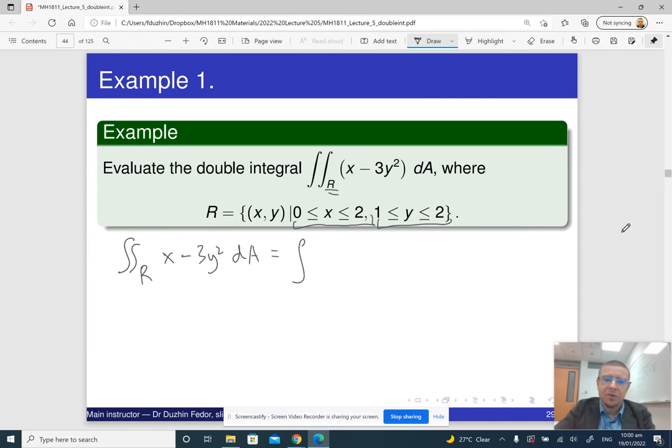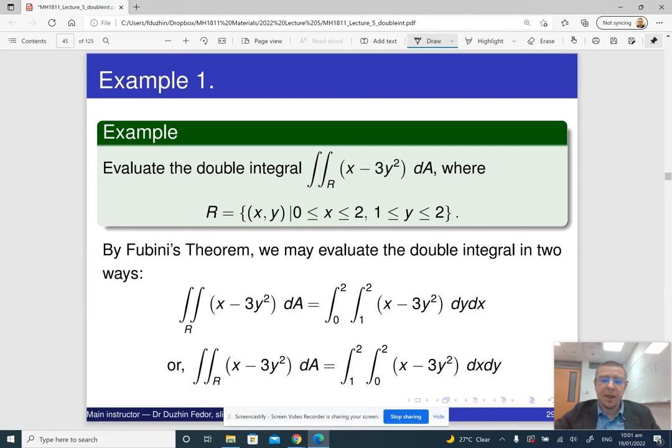So x changes from 0 to 2. So I'm going to write from 0 to 2, and dx is here. Then y changes from 1 to 2, dy. And the function that we are integrating is x minus 3y squared. And so this is how we rewrite our integral as an iterated integral.